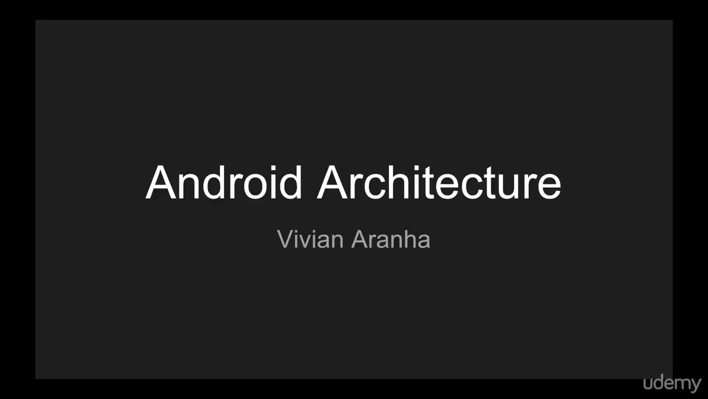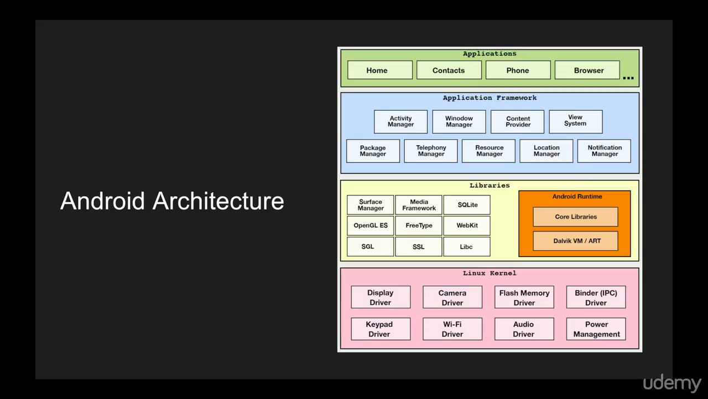Let's look at what's under the hood. Let's check out how Android is architected. The Android architecture, or Android operating system, is a stack of software components which is divided into 5 different sections and 4 main layers. As you can see from the diagram here, at the bottom of the layers is the Linux kernel.